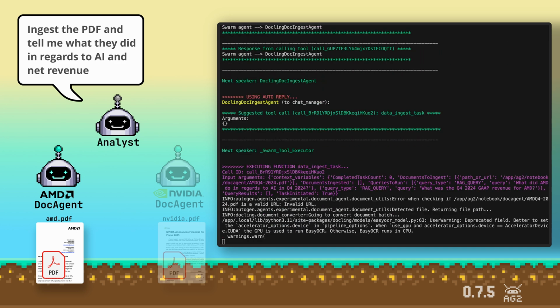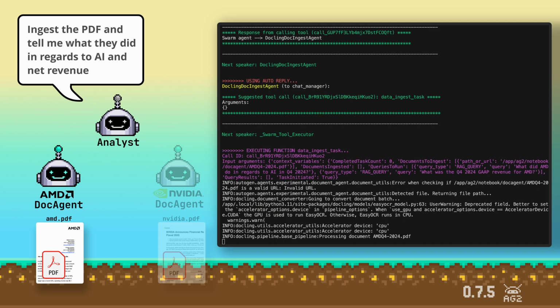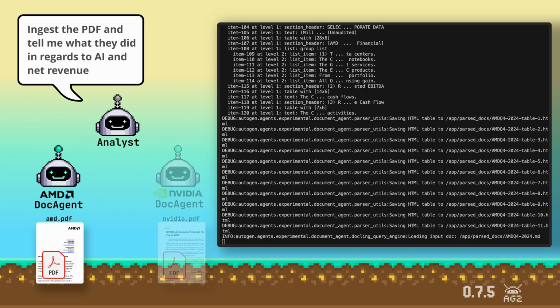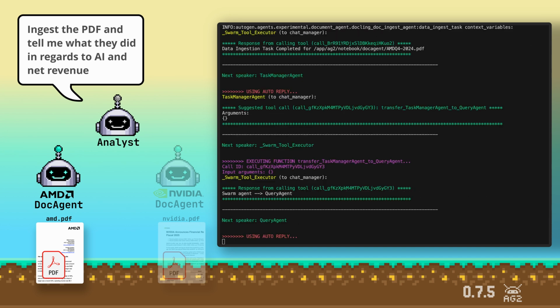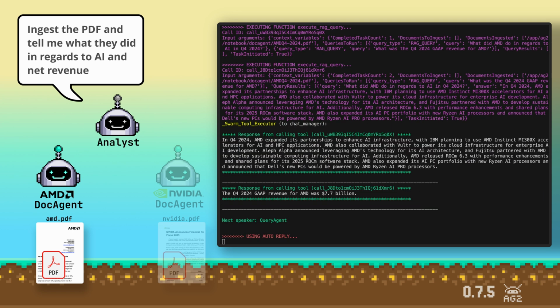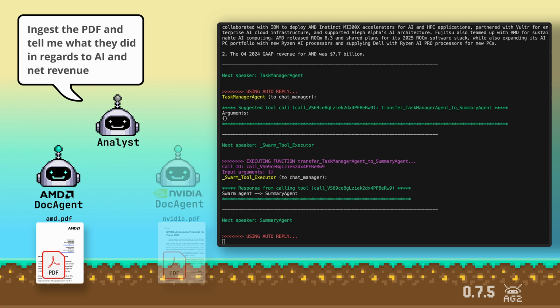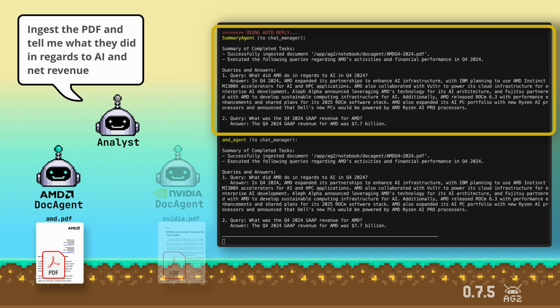Ingestions are tackled first, and the AMD financial report is converted using the docling library into a markdown file before being embedded and put in the vector store. Then the two queries are run, one at a time against the vector store. Finally, the internal summary agent uses the context variables to return a text summary of the actions taken, including what was ingested and each query and respective answer.